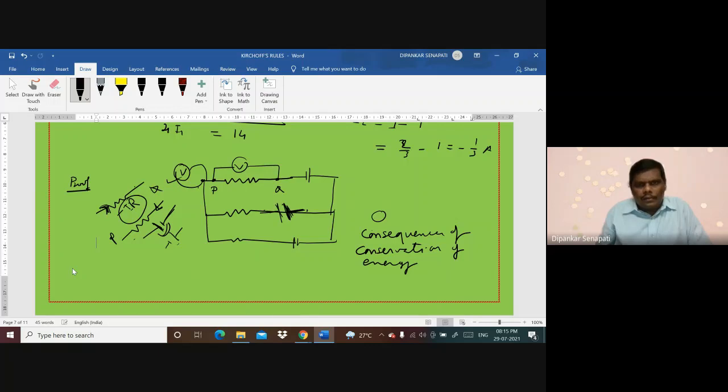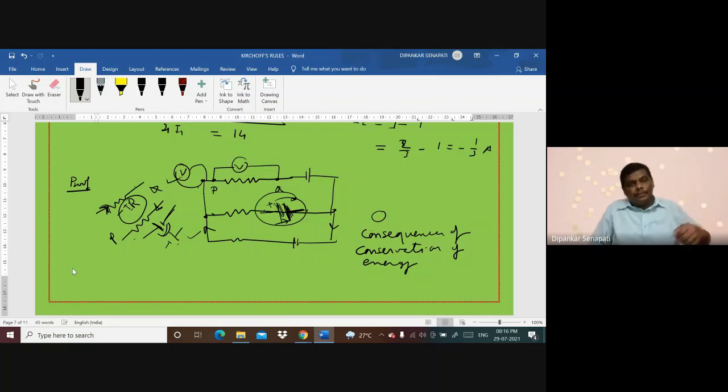If the direction of current is given like this, then this point will be at higher potential and this point at lower potential. Going from the positive plate to the negative plate, positive plate means higher potential and negative plate means lower potential. Accordingly we will take the potential change.